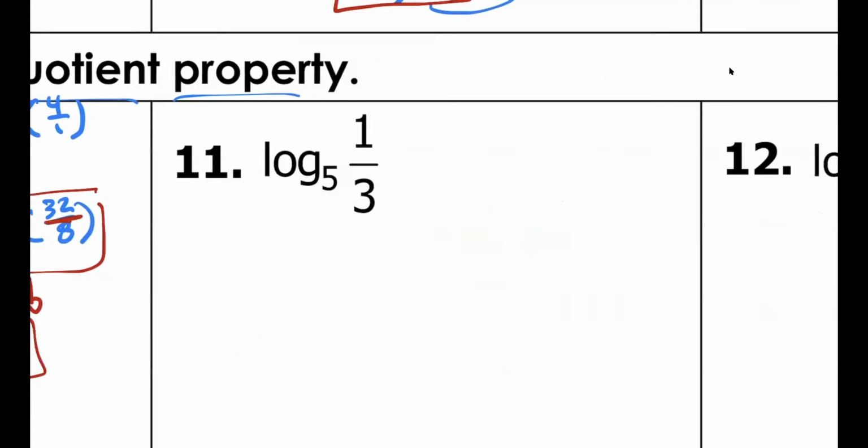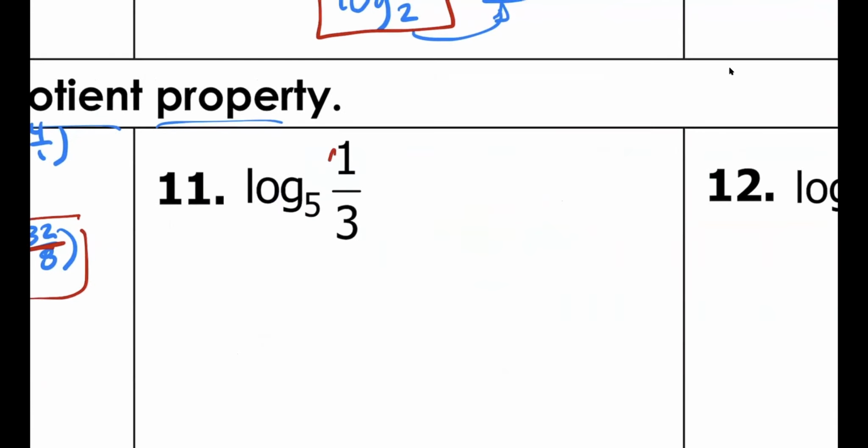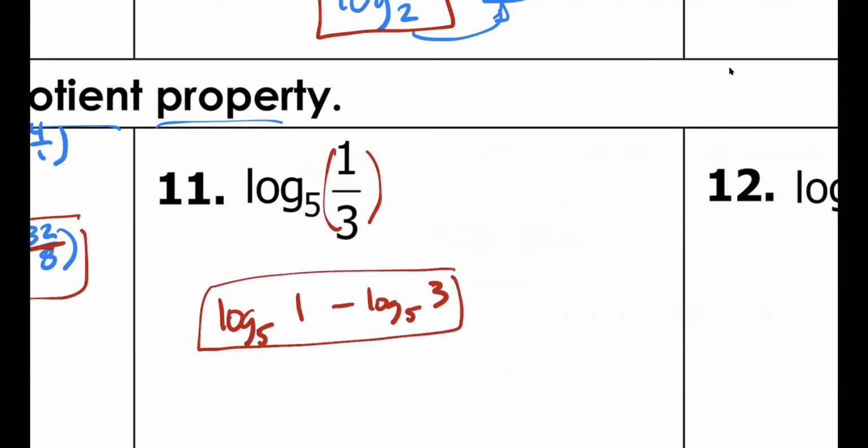Sometimes, like number 11, they'll just give you the fraction. So here's the fraction. Log base 5 of 1/3. Got a fraction, we're good, we got a quotient. So we can separate this, we can expand it, and this will become log base 5 of 1, top, minus log base 5 of 3, the bottom number, the denominator. And I'm done. So as long as we have a quotient, we have a fraction in this part of the log, we know we subtract the logs with that same base.